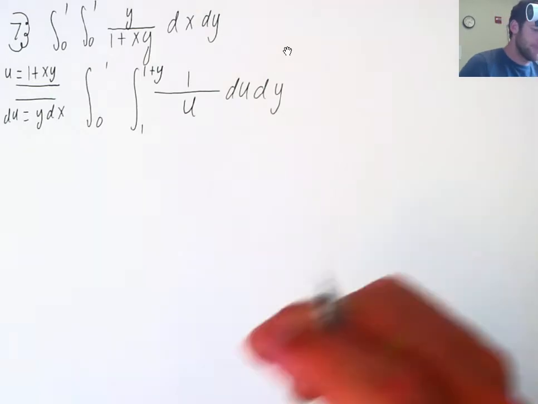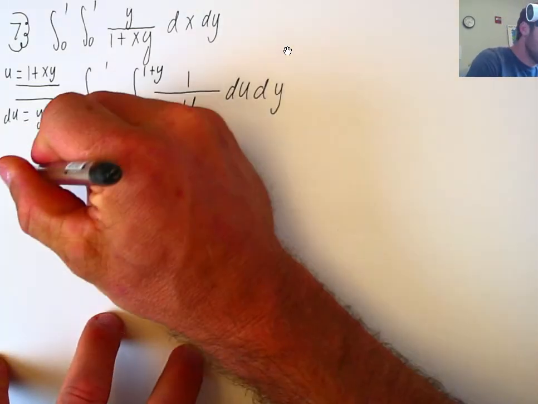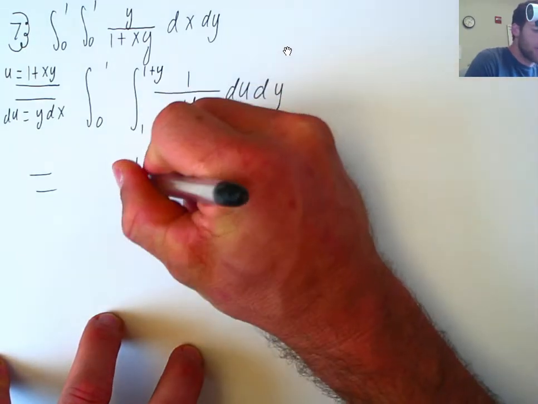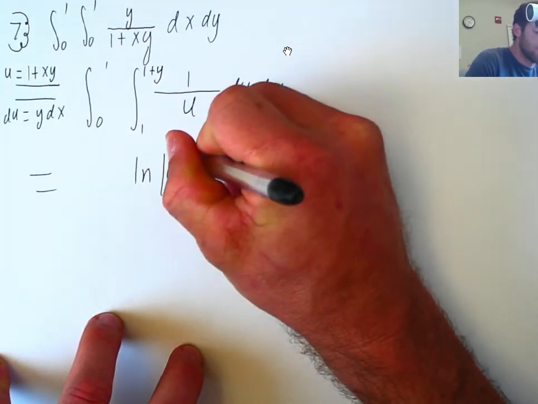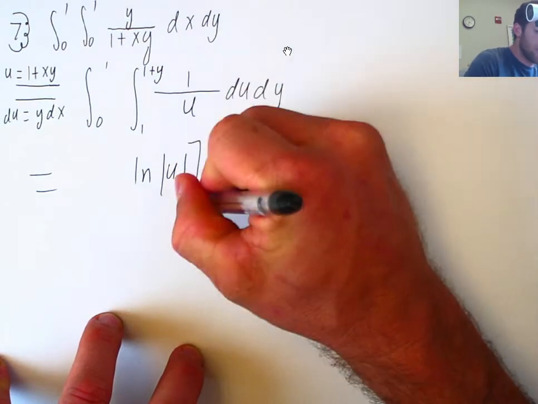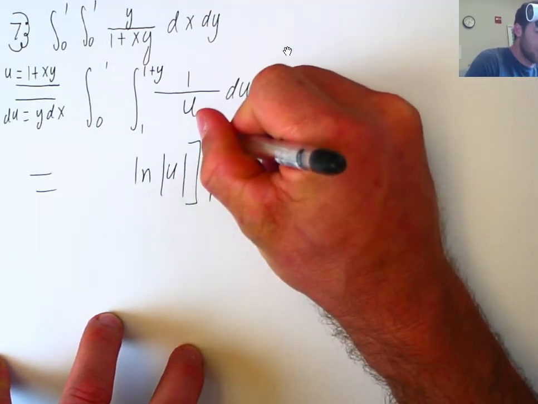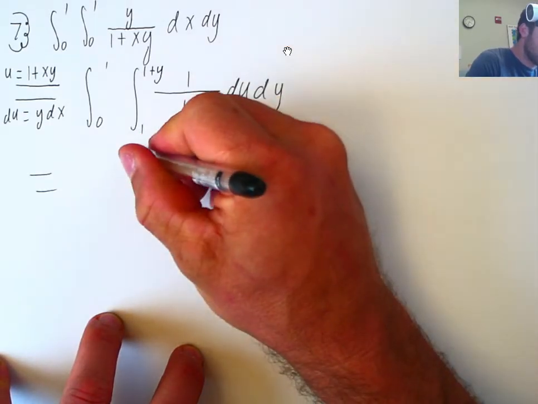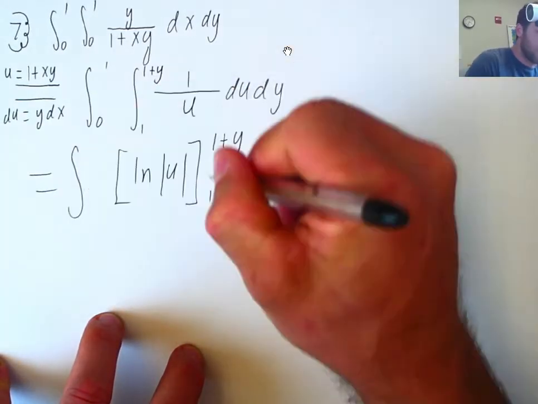Now, the antiderivative of 1 over u with respect to u is the natural log of u. That we're going to evaluate between 1 and 1 plus y. And remember, it is u that we are substituting with 1 and 1 plus y.